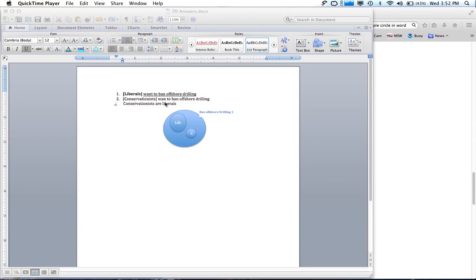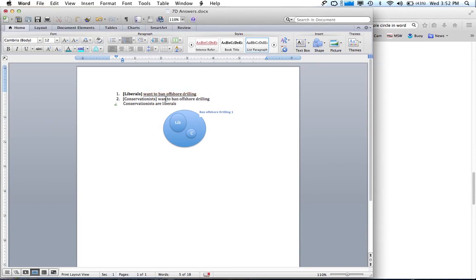Then it says conservationists want, should be, to ban offshore drilling. So it doesn't say anything else but the relationship between the class of conservationists and the class of people who want to ban offshore drilling. So it says conservationists fall inside that class, but it doesn't say conservationists fall inside the class of liberals. And that's why if you read the conclusion as you're doing the diagram, it would mess you up. So you put conservationists inside the circle of banning offshore drilling, just like you did with liberals. But you don't put conservationists inside of liberals because the minor premise doesn't state that.